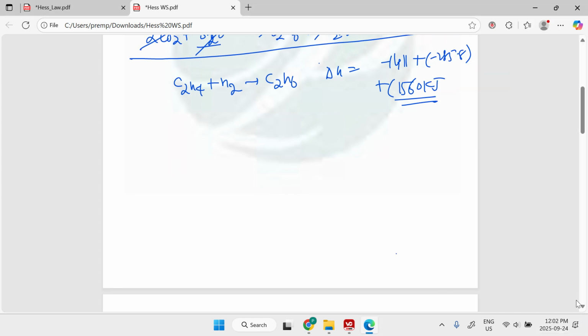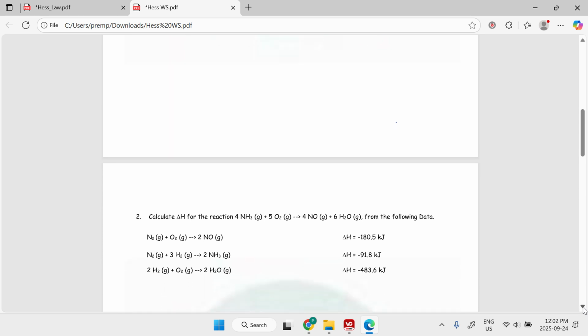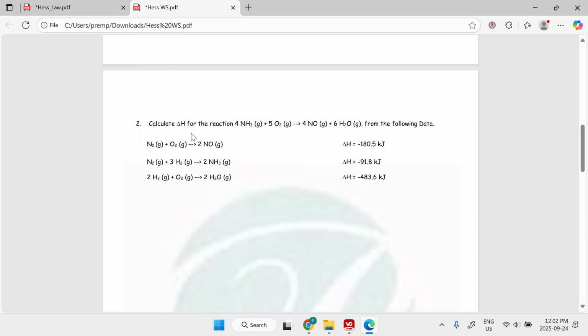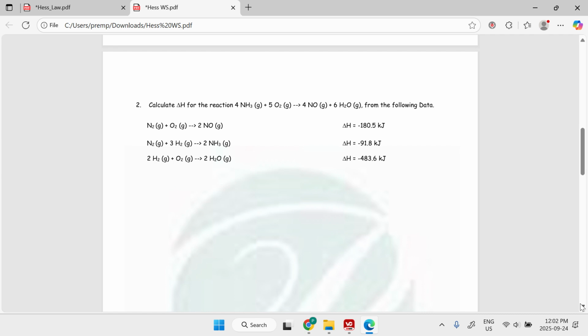Let me take one more reaction. So say we have this reaction here. Calculate delta H for the reaction where 4NH3 plus 5O2 is giving you this. So again, look for the reactant 4NH3. Now you see NH3 here, but it's only 2NH3. So what we do, we make it 4NH3, and I'm also flipping it. Now what I did here, I multiply this whole reaction by 2. So make sure you multiply the whole reaction by 2, and then it will become 2N2 plus 6H2.